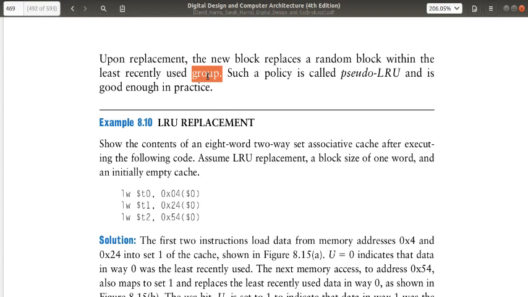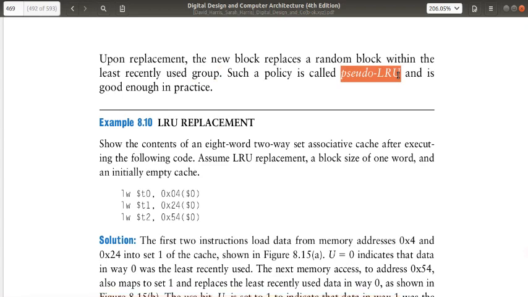And what we do, once we identify the least recently used group, from within that we randomly delete one block. Within that there is no logic. Some random block will be evicted from the least recently used group. That is called pseudo LRU.